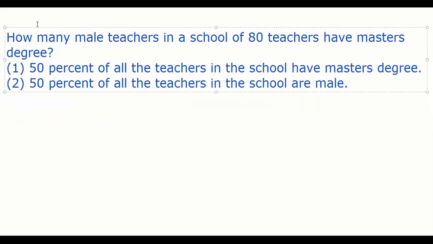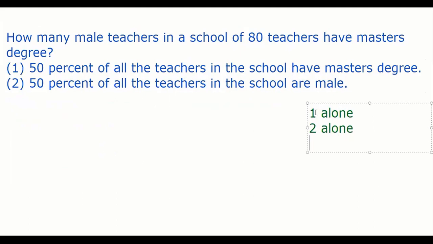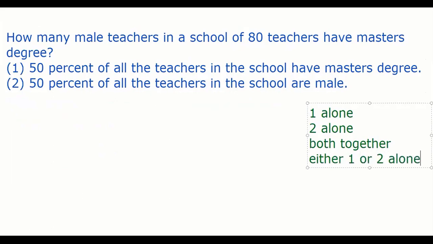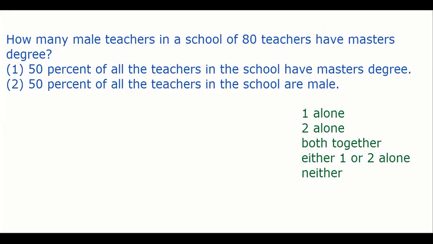You have to tell me the answer like this. I'll give the answer key here on the right side, so that it will be consistent for everybody. You will say 1 alone, you will say 2 alone, you will say both together, you will say either 1 or 2 alone, or you will say neither. Means even if you use both of them, you cannot answer. Only one of the 5 answers you will give me. Okay, for every question. Read it, try it out. We are going to discuss this question and then I'll explain again how to do this.